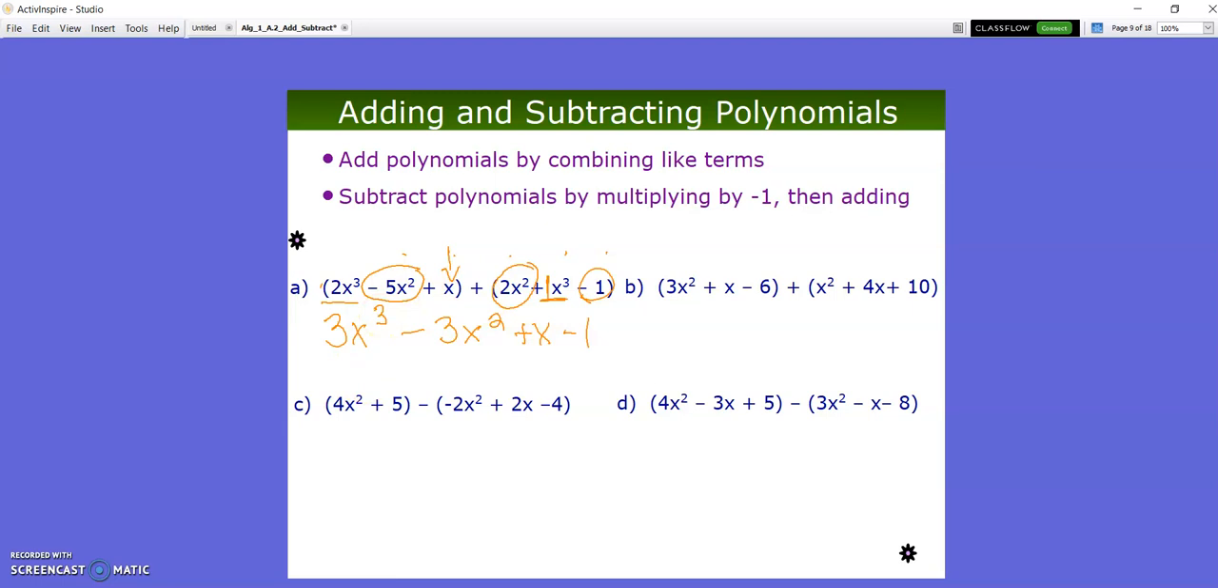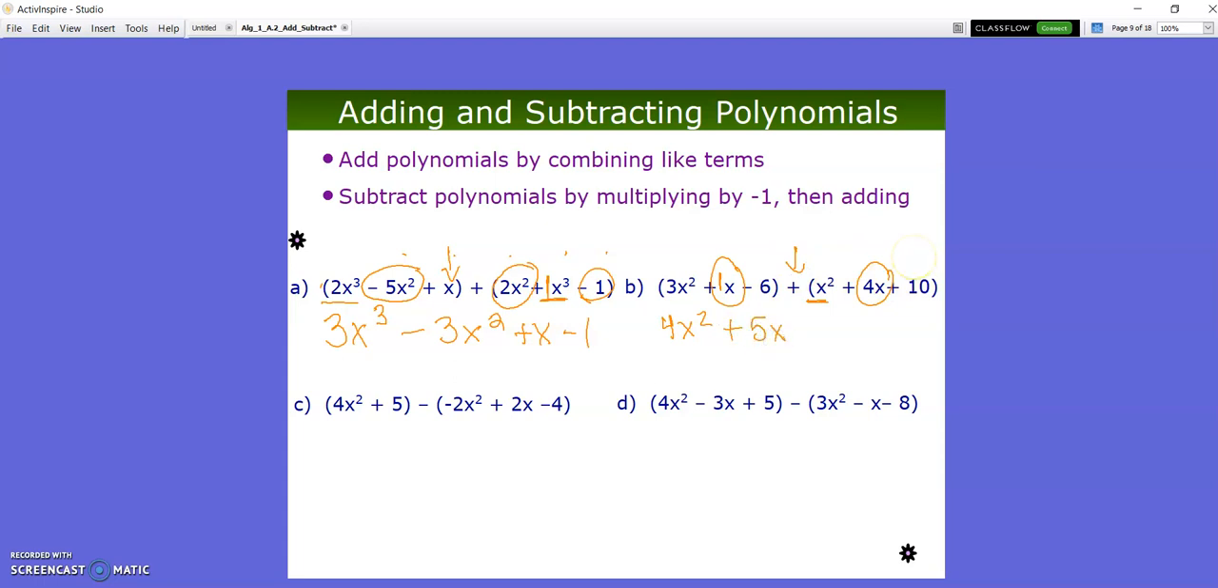Okay, let's take a look at the next one. I have 3x squared and 1x squared. That makes 4x squared. I look at my x's. I'm going to put a little 1 in front of there. I have 1x and 4x, and I'm adding, so that makes 5x.